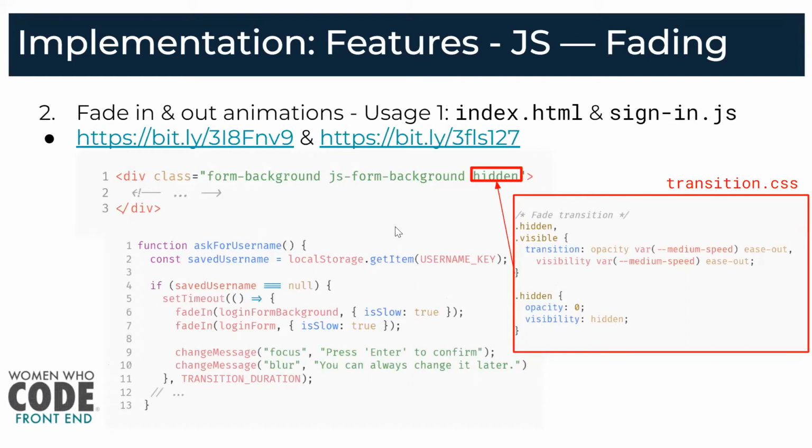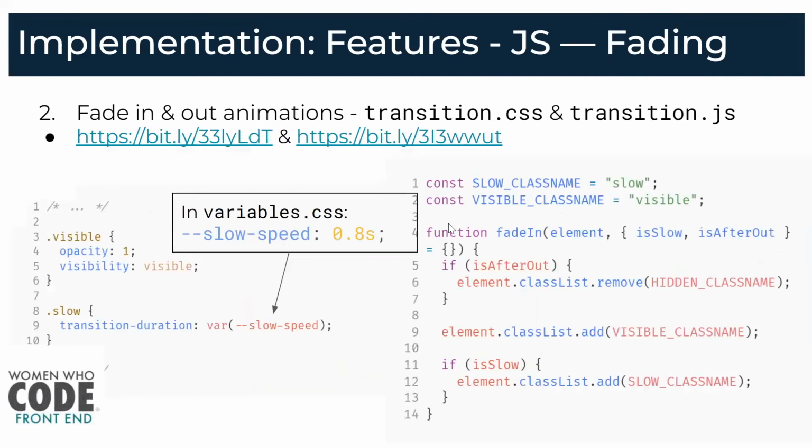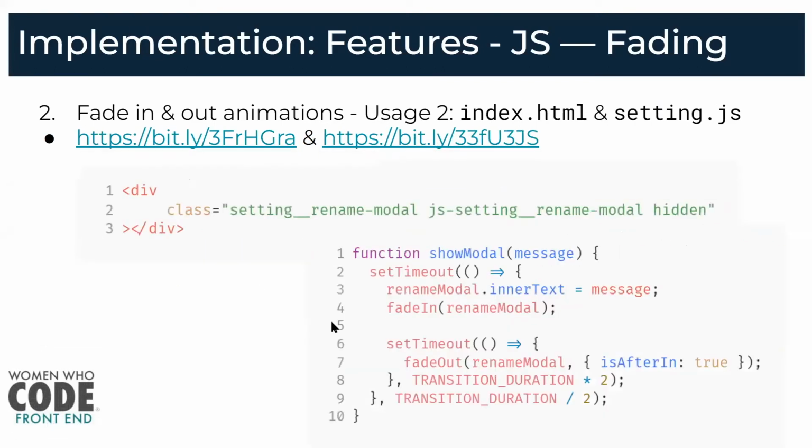So hidden is set to opacity of 0 and visibility of hidden. By default, I set the form background to be hidden. But when we execute the fade in, I want to first remove the hidden class name, and then add the visible class name, which is opacity of 1 and visibility of visible. And then this is fading out after transition duration multiplied by 2. And I think transition duration is 800. I set it to be 800.